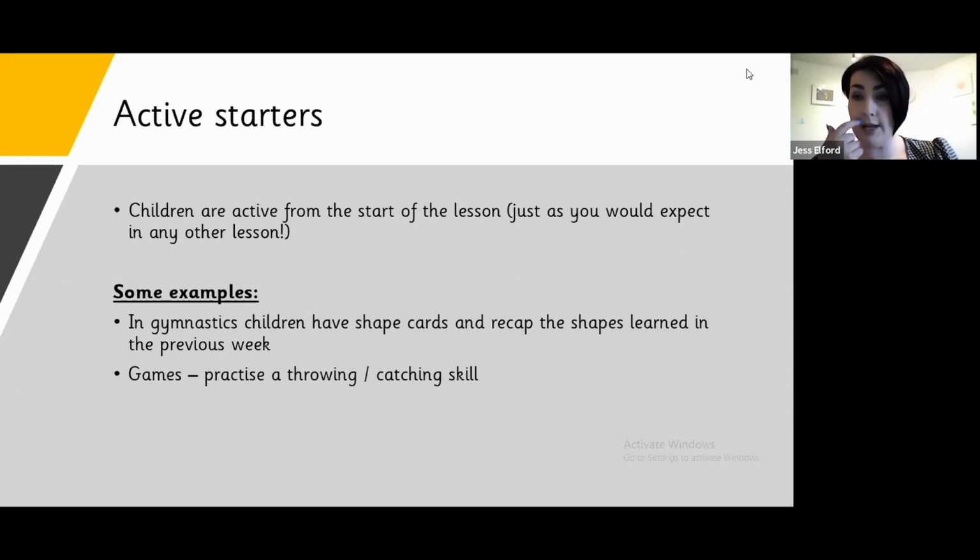So for example, in gymnastics, you could have shape cards put up around the hall of the shapes they'd learnt the previous week. The children have to walk to a shape, demonstrate that shape, and then hold it for 3, and then move to the next shape, okay? If in games you were practicing a throwing or catching skill, or a defending skill, or an attacking skill, allowing the children to spend a couple of minutes practicing that. This works particularly well with dance and with gymnastics, because you have to take shoes and socks off. Whilst you're waiting for children to take shoes and socks off, the other children are already learning, okay? It's a really, really simple thing to do.